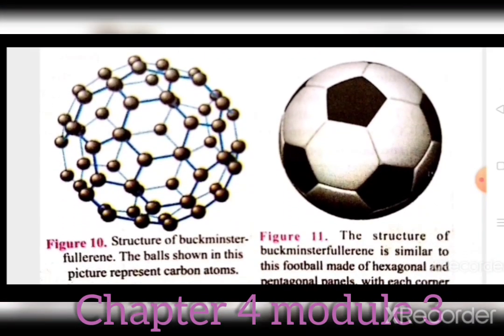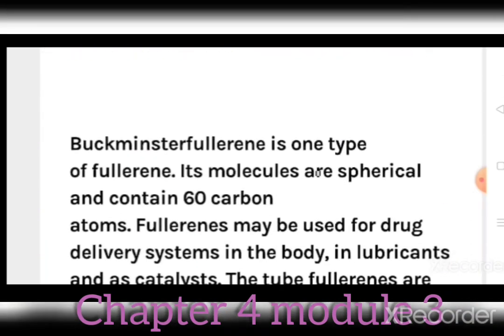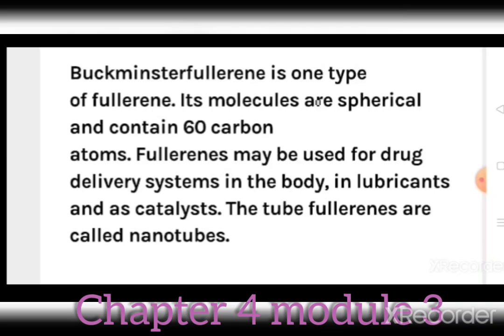Then here you can see the structure of fullerene, that is the third allotrope. It is just like the football, and the black dots shown in the first diagram are the carbon atoms which are bonded in hexagonal shape. So now there are some uses also of fullerenes. Buckminster fullerene is one type of fullerene. Its molecules are spherical and contain 60 carbon atoms. Fullerenes may be used for drug delivery systems in the body, in lubricants, and as catalyst. The tube fullerenes are called nanotubes.